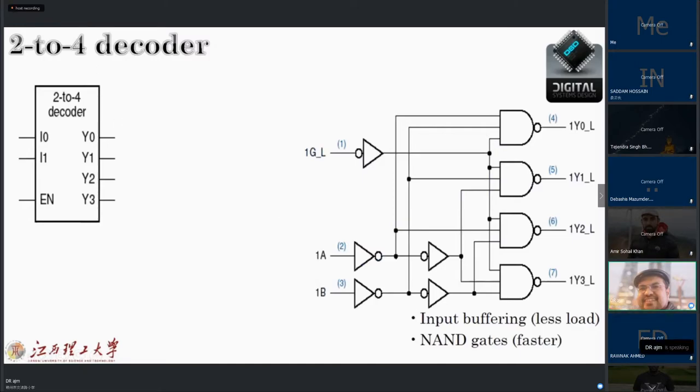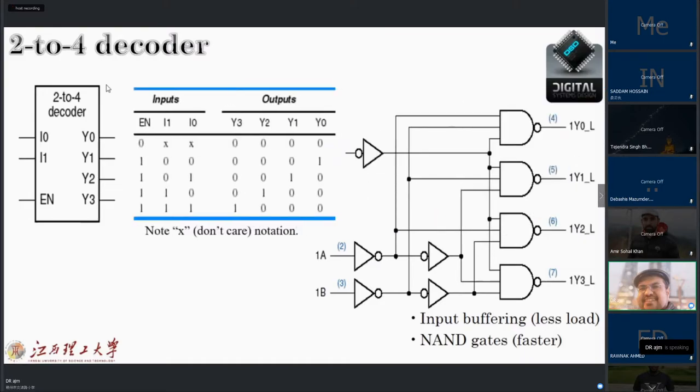Let us see the variety of decoders. Suppose a 2 to 4 decoder: 2 means the number of inputs, and 4 means the number of outputs. And we have an enable pin, or starting key, which represents the working or not working of our circuit. I can show it with the table: if you focus on the enable pin, whenever it is one, then we look at the inputs. Otherwise, whenever it is zero, all the inputs become don't care, and the output is continuously zero.